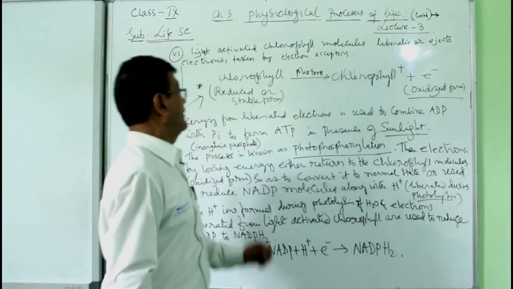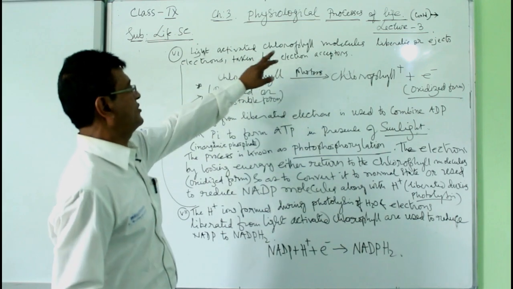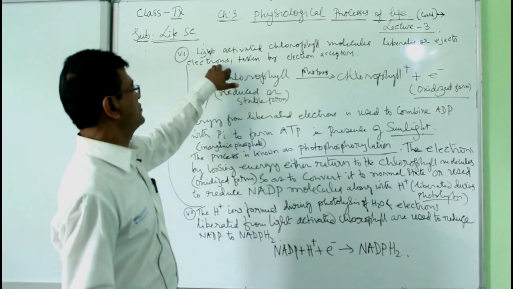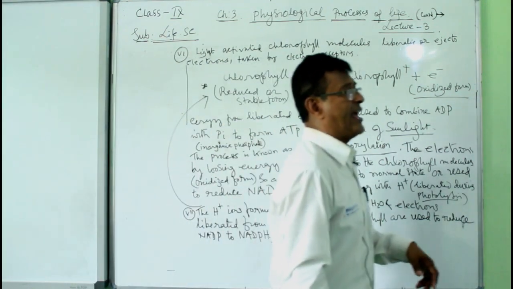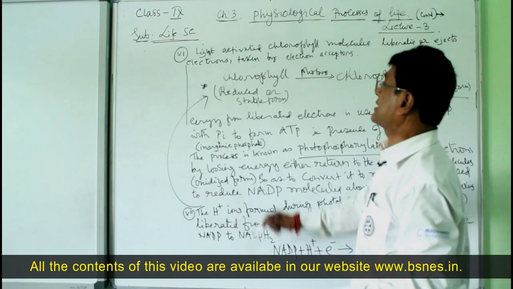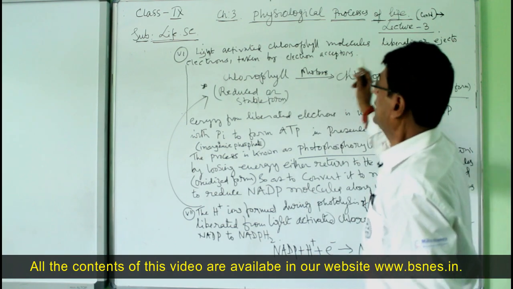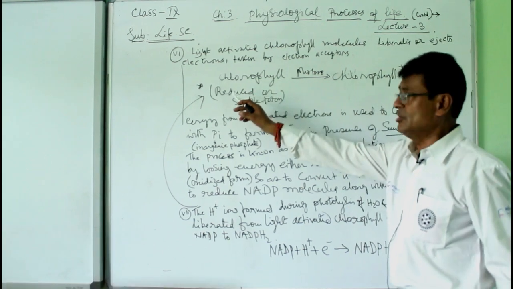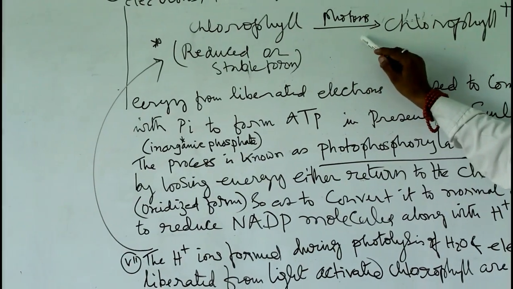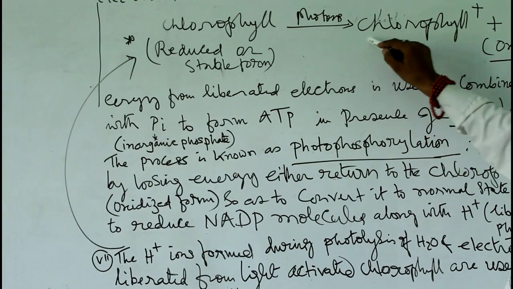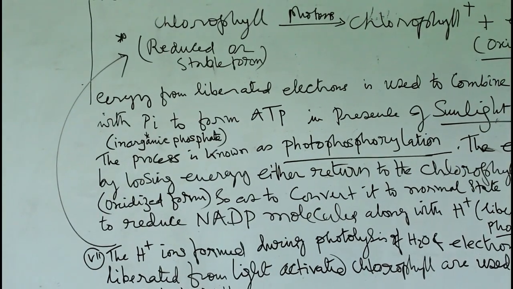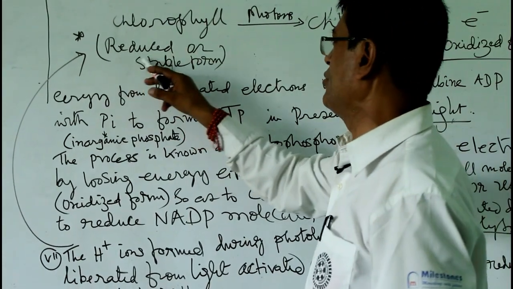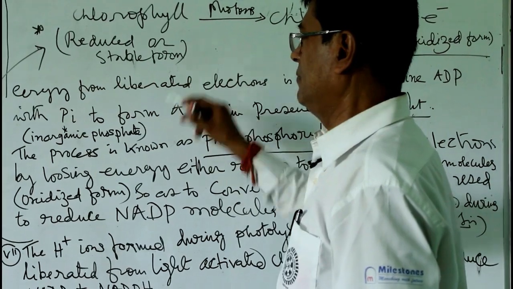So children, next to come is that the light activated chlorophyll molecule liberates or ejects electrons, which are taken by the electron acceptors. And now what happens there? The chlorophyll, this is the reaction. The chlorophyll in presence of the photons gives chlorophyll plus electron, the oxidized form, while the chlorophyll is in the reduced or stable form.